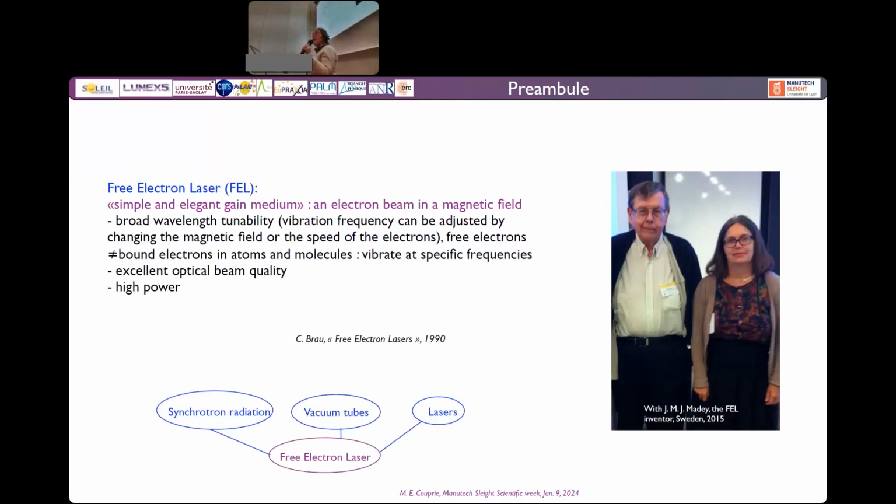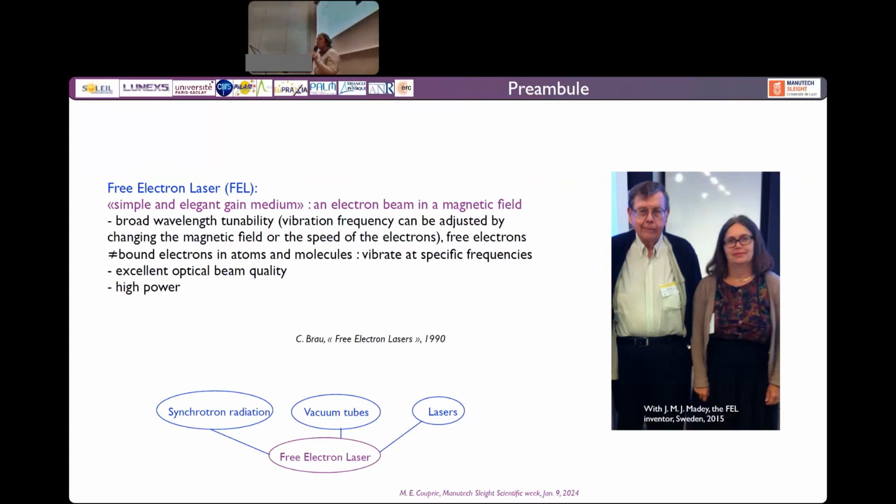So such a gain medium provides a broad wavelength tunability, and the vibration frequency can be adjusted by changing the magnetic field or the speed of the electrons, unlike bound electrons in atoms and molecules that vibrate at specific frequencies. And such a free electron laser also provides an excellent optical beam quality and can provide high power. So I would like first to explain to you how the idea of free electron laser emerged.